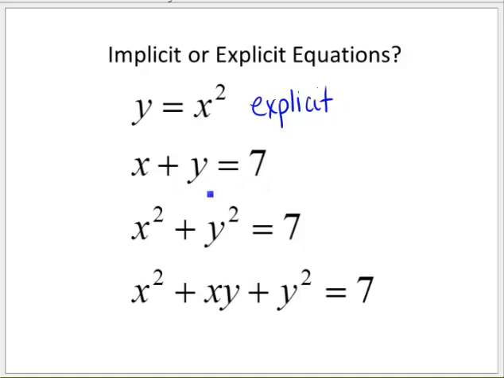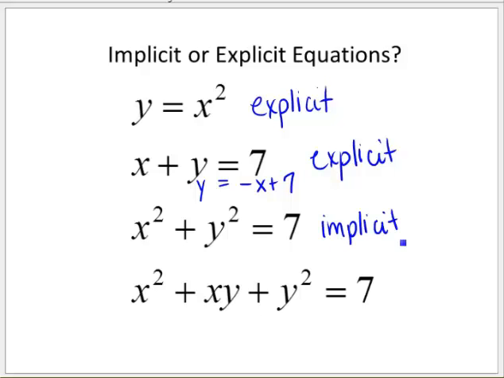This one right here is of a line. It is also, if I go ahead and solve for y, explicit. On this next equation, I can solve for y, but I'd have to square root both sides. And this is also not a function, so this is considered implicit, as well as this last one. It'd be very difficult to solve for y. It's not a function. It's implicit.